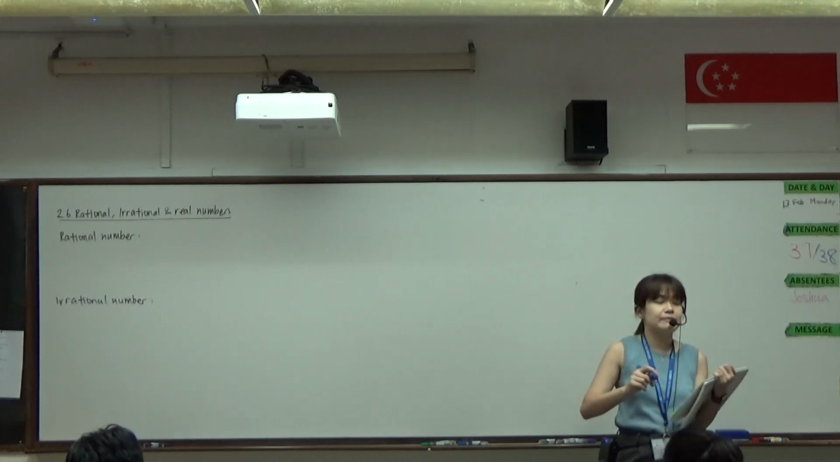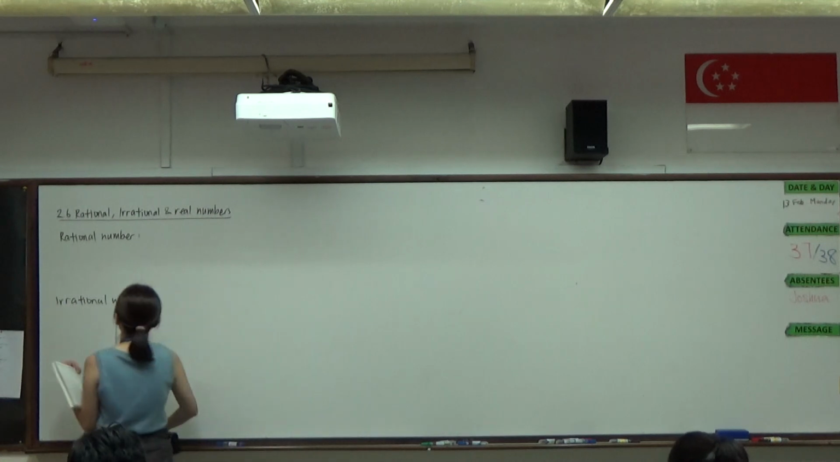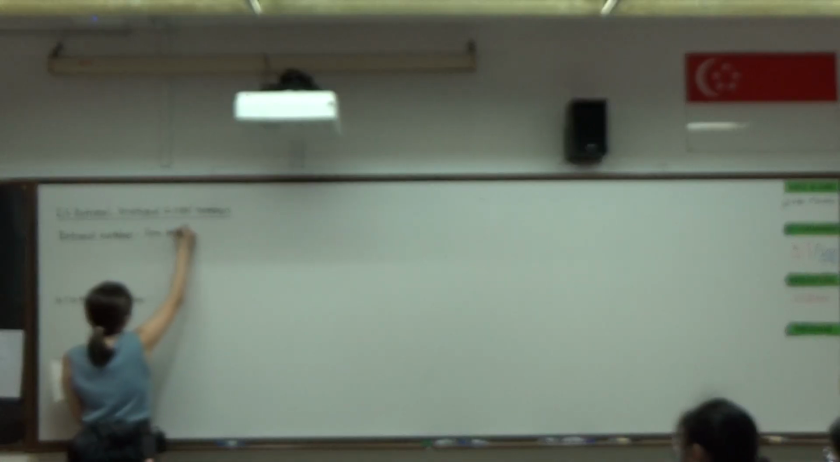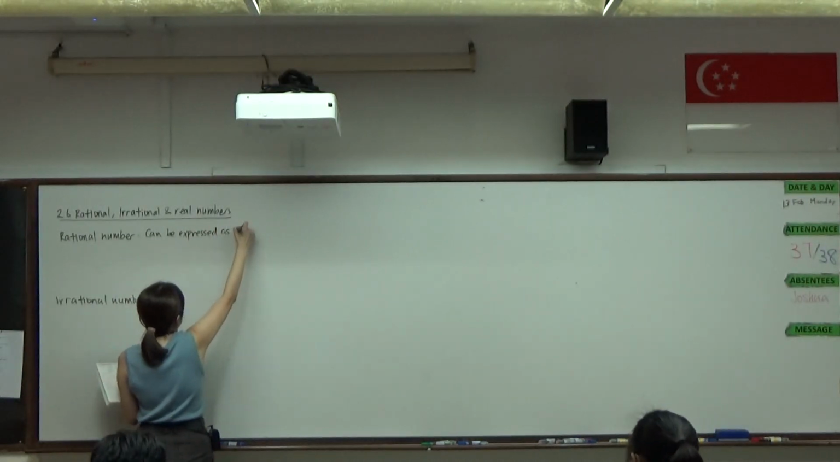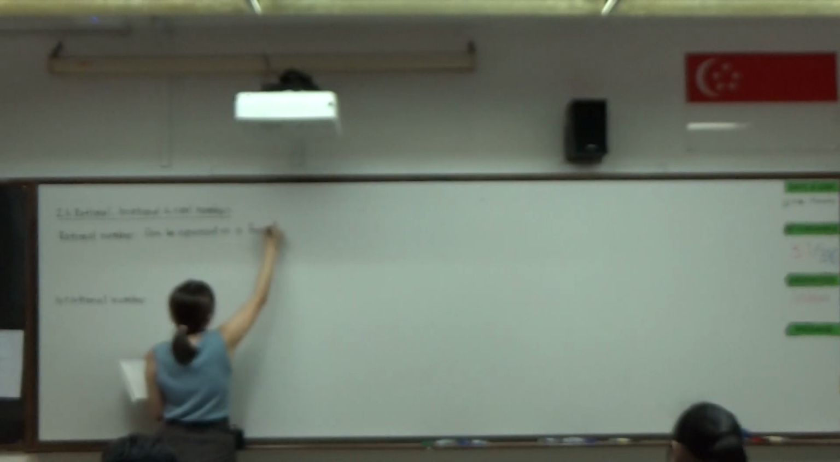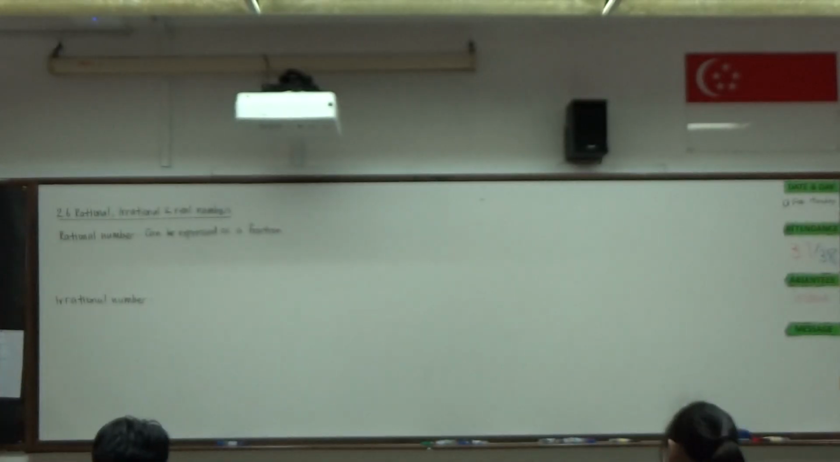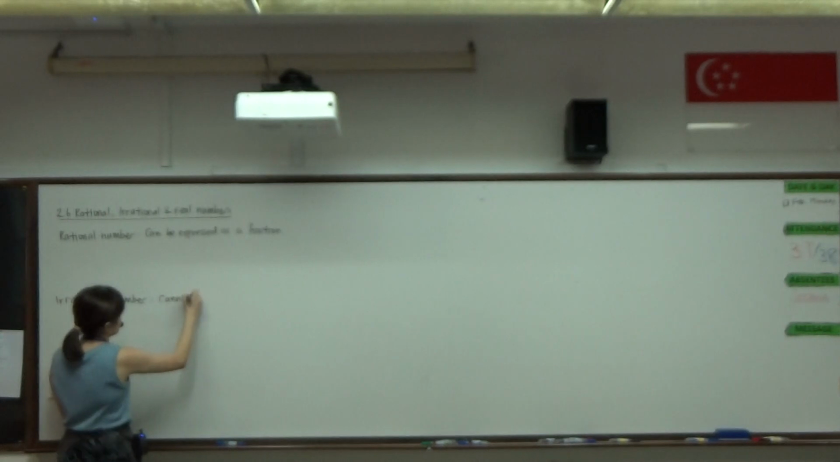A rational number is basically a number that can be written as a fraction, if you were to loosely place it that way. So it can be expressed as a fraction. Whereas an irrational number is the opposite of a rational number, so it cannot be written as a fraction.